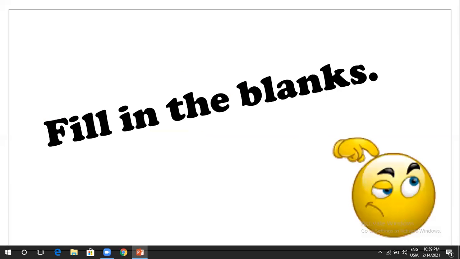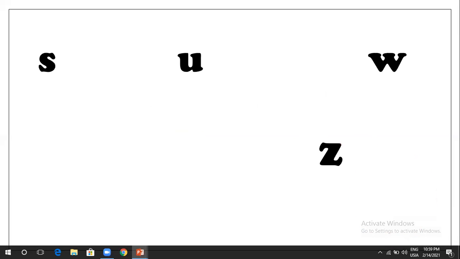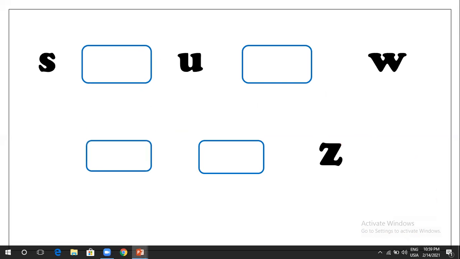Great. Fill in the blanks. Now it's written small letters. So we are going to write the missing small letters. So I have S. So T was missing. So I'm going to write T here. S, T, U. Then V is missing. We are going to write V in the box. S, T, U, V, W, X is missing, Y is missing, and then Z. Can we read again? S, T, U, V, W, X, Y, and Z.